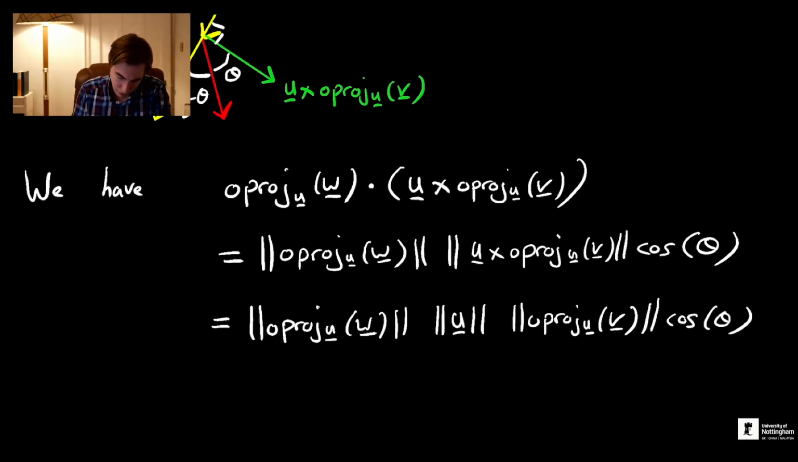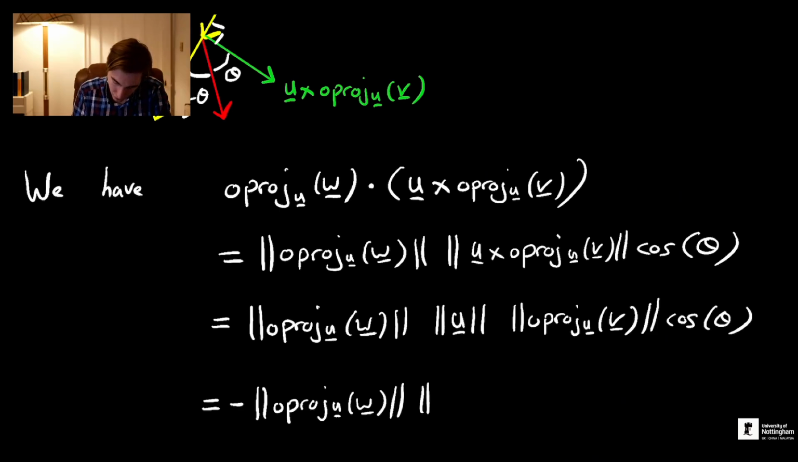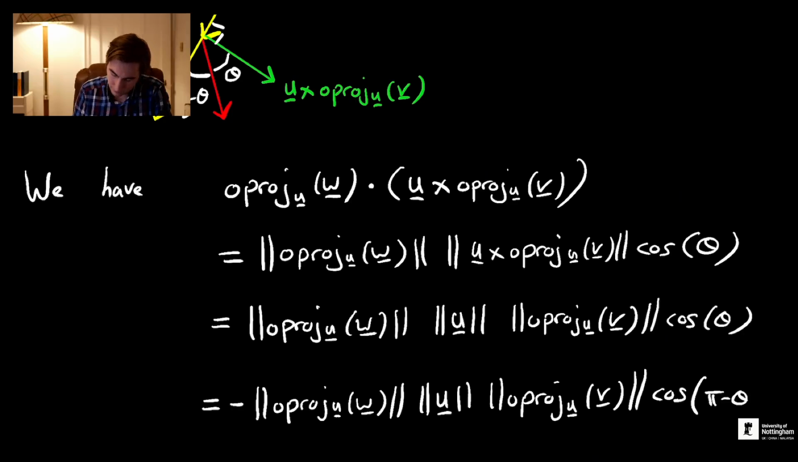And now we're going to use a neat trick here. We're going to write this now as minus the orthogonal projection of w onto u times the norm of u times the norm of the orthogonal projection of v onto u times the cosine of pi minus theta. Right? And you can realize that if you expand this using the double angle formula, you're going to get exactly the previous formula, but up to a minus sign, which is why this minus sign has arisen here.